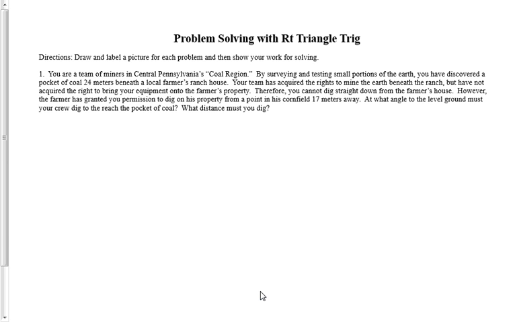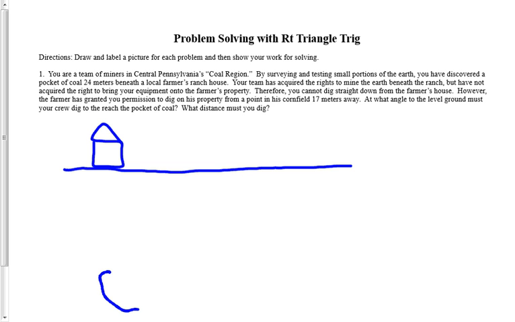local farmer's ranch house. So I'm going to start out by drawing the ranch house, and it's built on the ground. And there is a pocket of coal. It tells me 24 meters below the ranch house. Then it continues, your team has acquired the rights to mine the earth beneath the ranch, but have not acquired the right to bring your equipment onto the farmer's property. Therefore, you cannot dig straight down from the farmer's house.